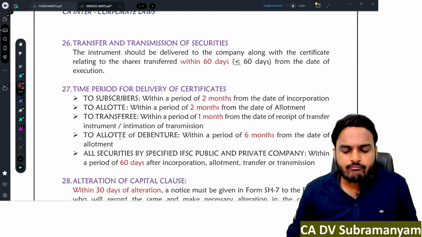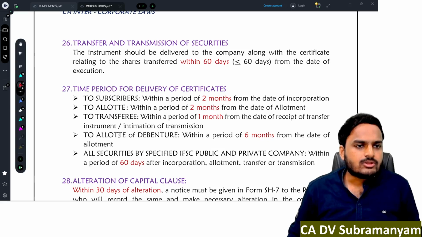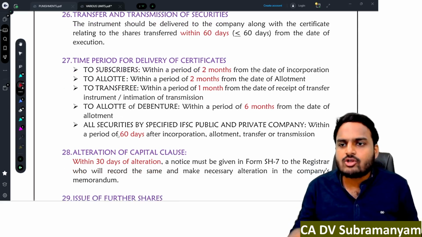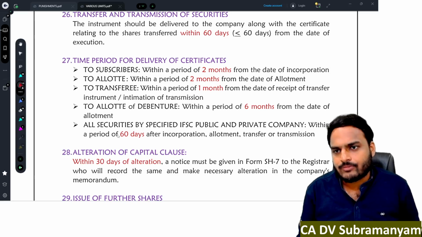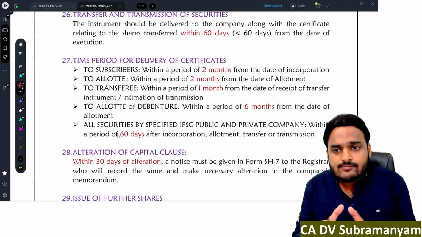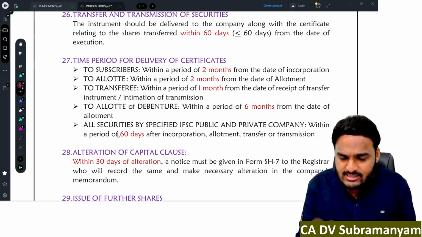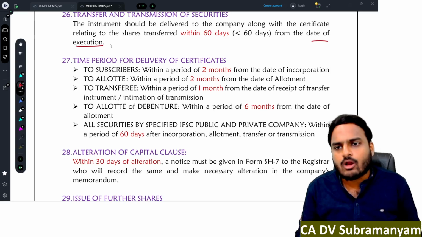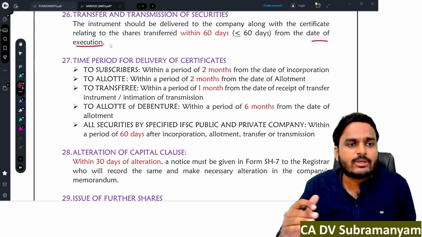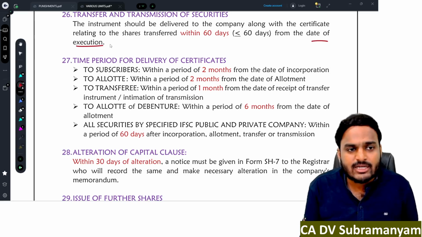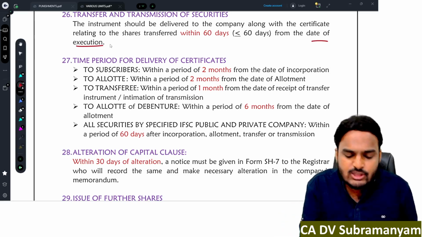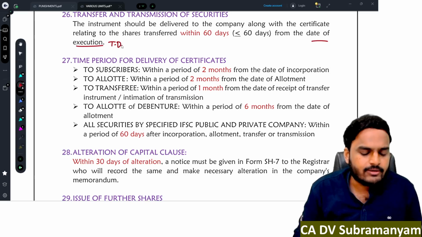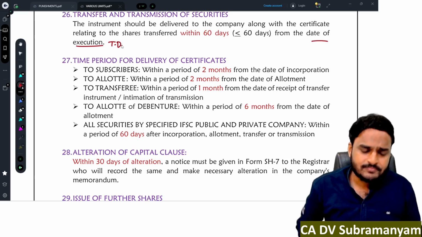Next, transfer and transmission of securities. This time limit is a condition on the transferor and transferee. Once the transfer deed is executed, within 60 days of execution of the transfer deed, it is the duty of the transferor or transferee to submit these documents to the company. So the time limit is 60 days from the date of execution of a transfer deed or transfer instrument.